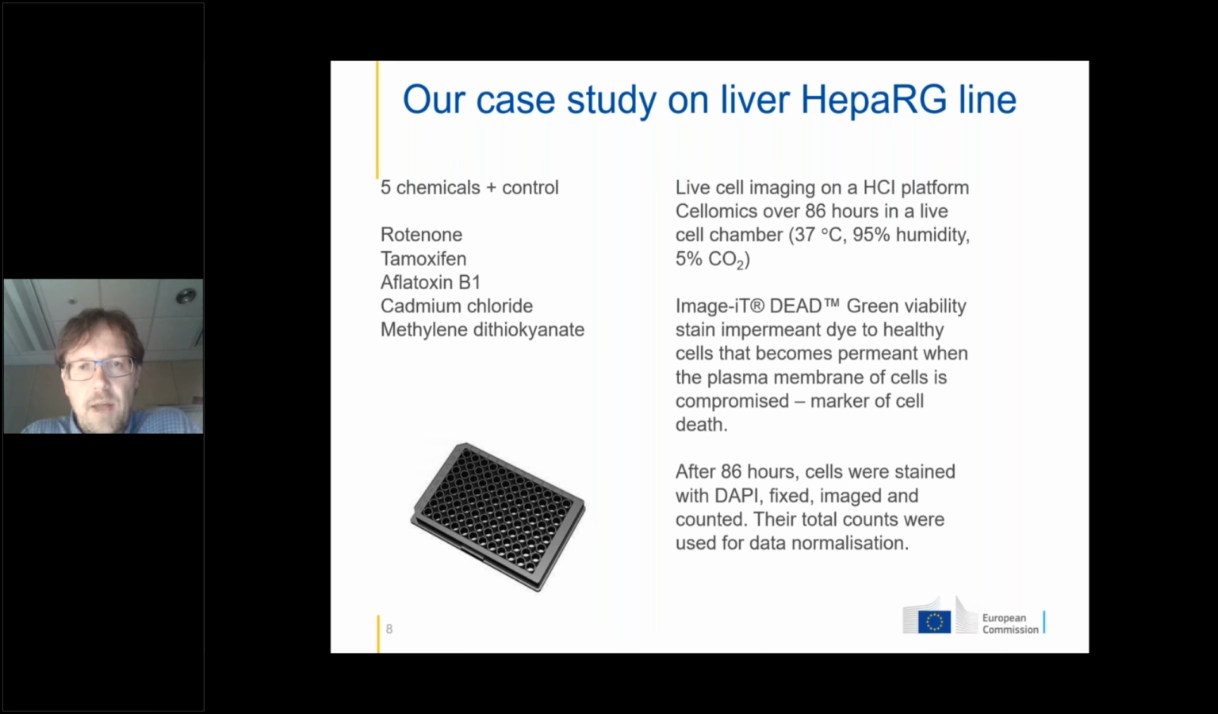So the cells were kept alive over 86 hours in a controlled environment, and we stained the wells with a dead green viability stain, which is simply a green staining which stains only dying cells. So living cells are not taking up the stain, only the dying cells, and once it binds to DNA, it becomes fluorescent. So by using the fluorescence microscopic platform, you can see and count the dead or dying cells.